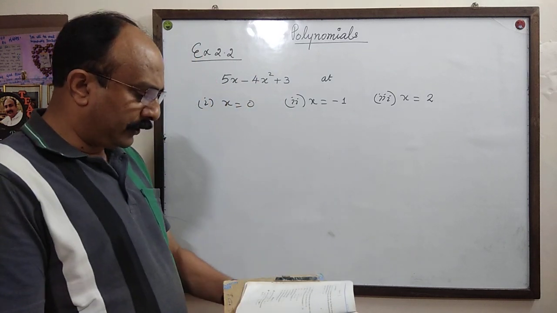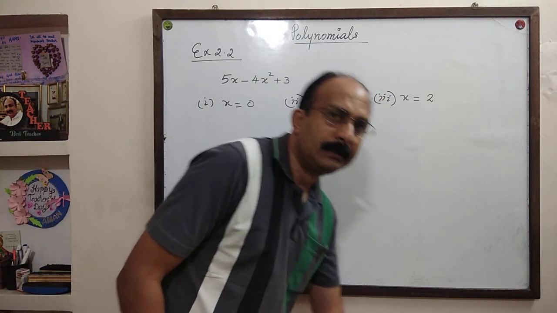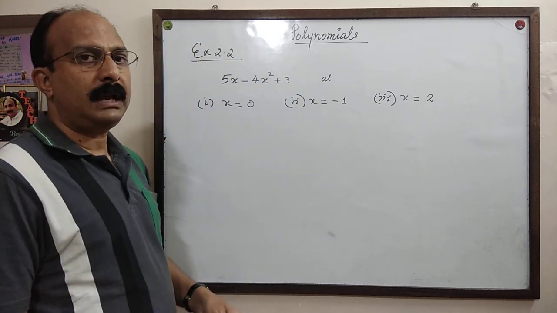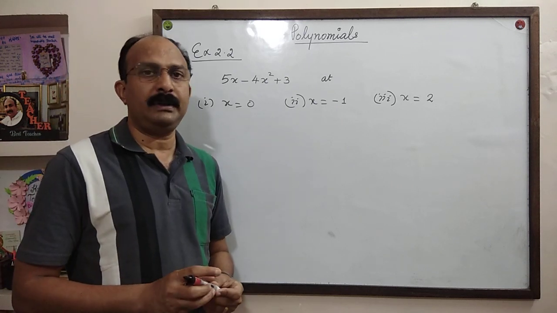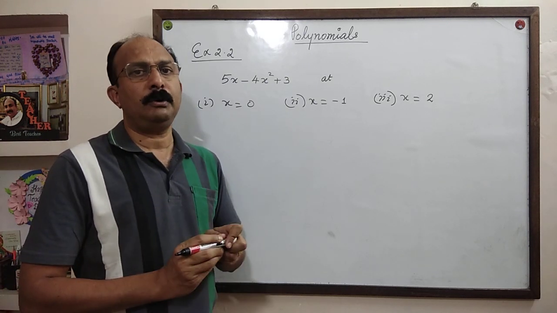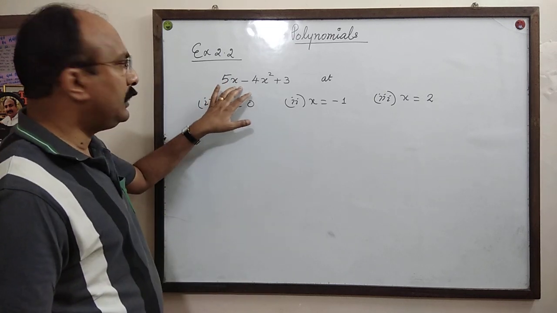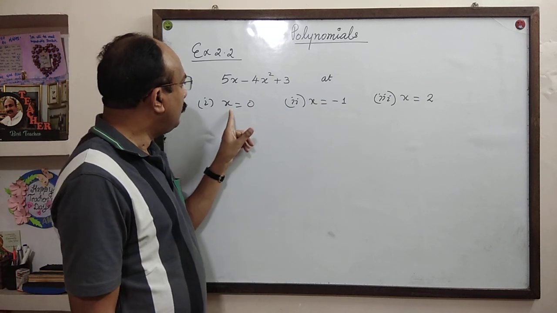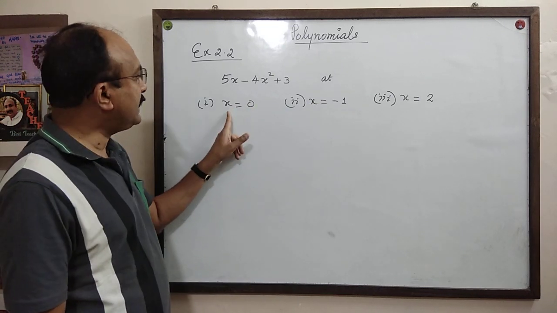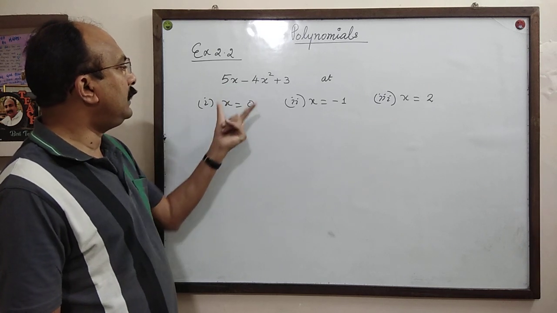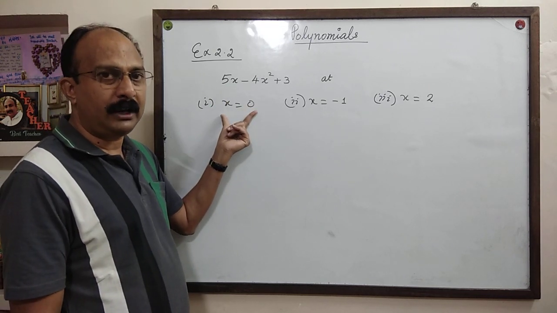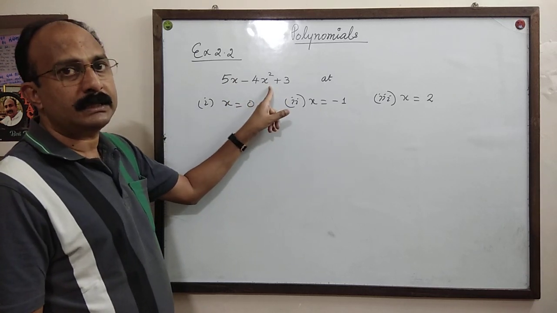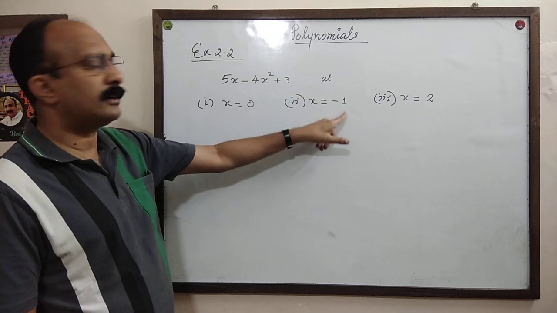Find the value of this polynomial at this. What do you mean by finding the value of a polynomial at this? I think you have already done it in class 7 or even smaller classes. Finding the value of a polynomial at this means simply putting the value of x is equal to 0 in the given polynomial, you will get the value at x is equal to 0. When you put x is equal to minus 1, wherever you find x, you will get the value of this polynomial at x is equal to minus 1.